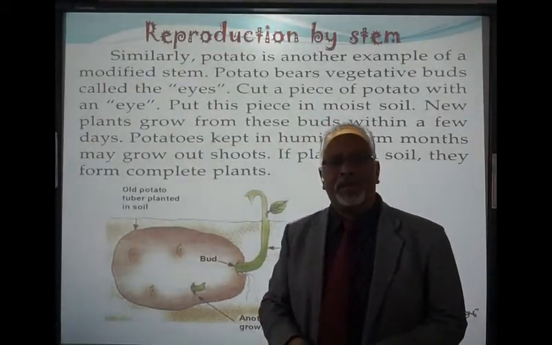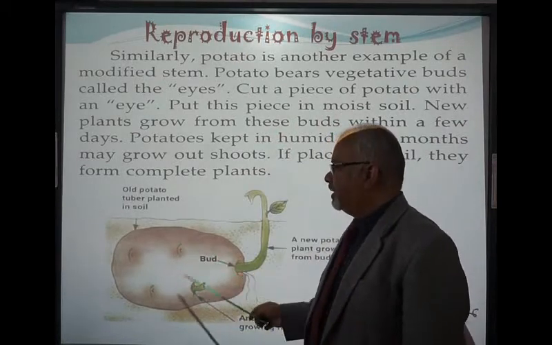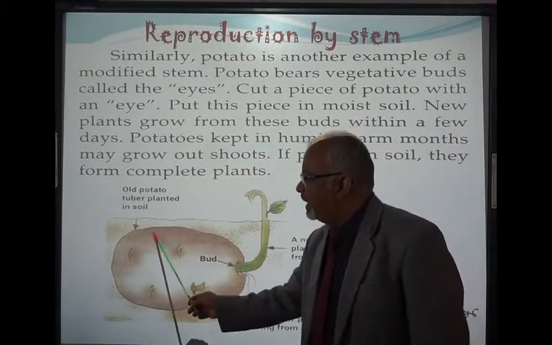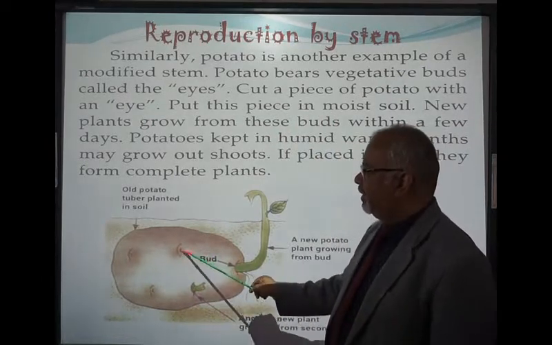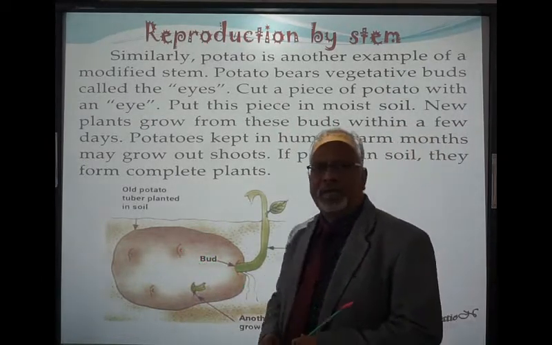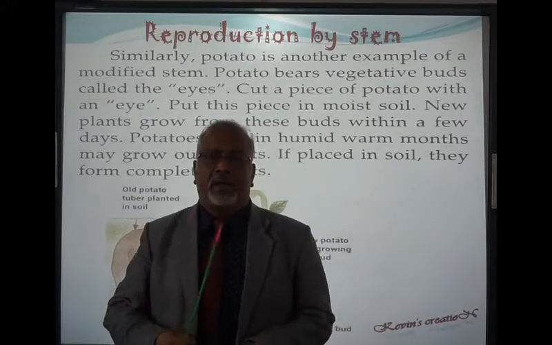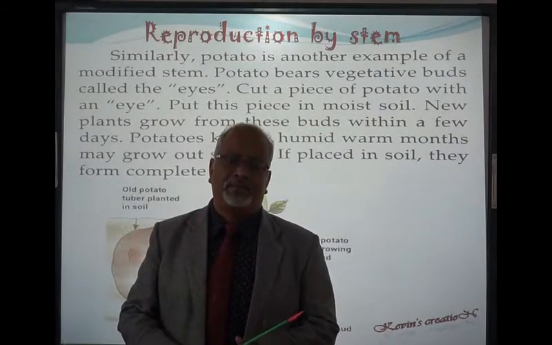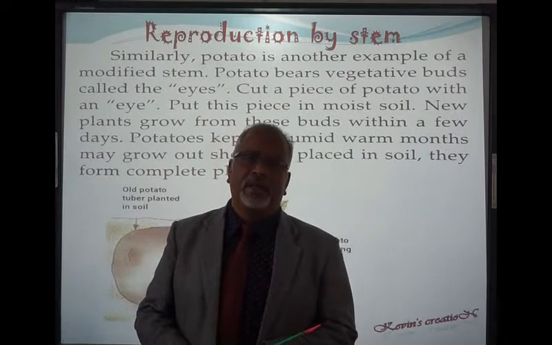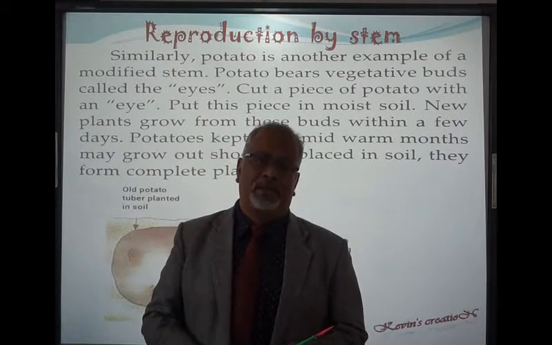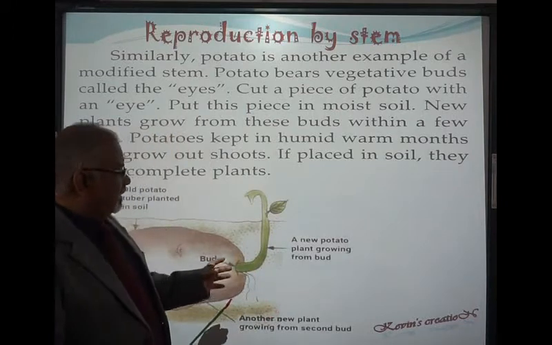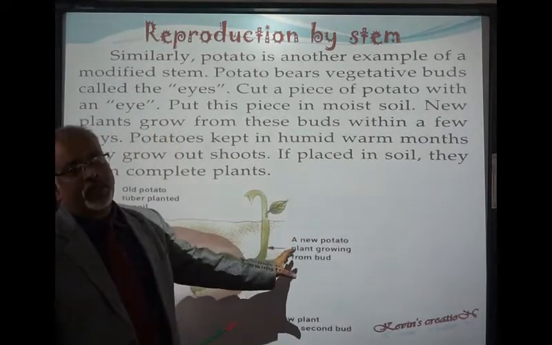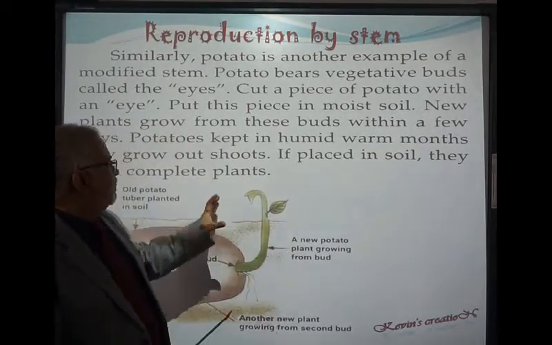So what do the farmers do? They cut this potato into so many pieces. Each piece will have one eye. Okay? From there only the bud comes out. You must have seen in your kitchen, if the potatoes are left for a few days, then they develop buds. Okay? So this comes out from the eyes, and that only turns into a new potato plant.